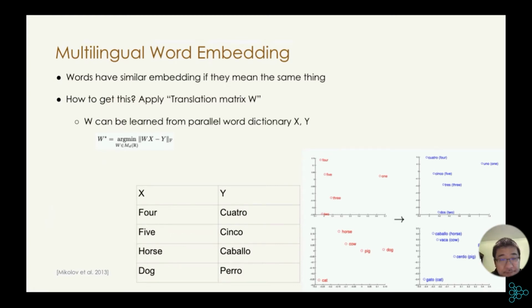So that's the idea. This requires that we have a parallel word dictionary X and Y. X is English, Y is Spanish. Which means we do have the dictionary to map one English word to another Spanish word. With this dictionary, we are able to construct these embedding features, which are the same for both languages. So that's the idea. Next, please.